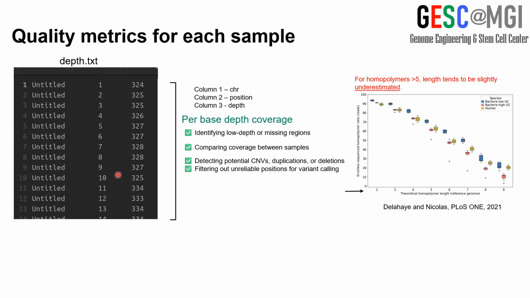This information can help you identify low depth or missing regions, compare coverage between samples, detect potential CNVs like we saw in previous examples, and filter out these unreliable positions maybe for variant calling. Such unreliable positions tend to be homopolymers. This is particularly true for ONT data: as your homopolymer length increases, you have less fidelity in sequence quality, and so you tend to have slight underestimation of the length of that homopolymer where you may miss a nucleotide.